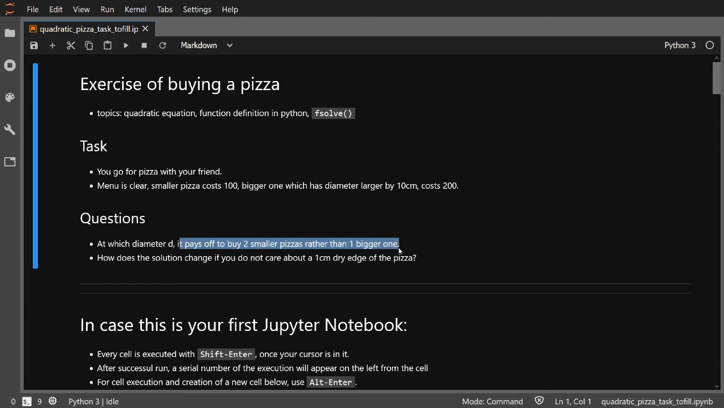In the second part of the exercise, we would like to exclude 1 centimeter of the dry edge of the pizza, because we don't care about it, because we don't eat it. So how is the solution going to change then?